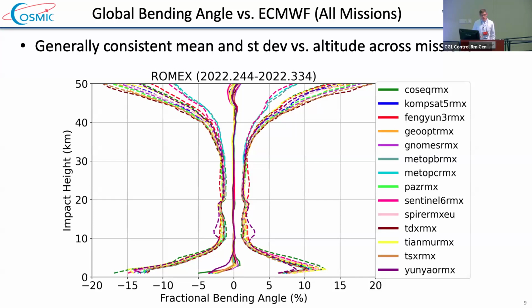And these are the bending angle statistics versus ECMWF, over the entire data set that we produced. It's really a remarkable result how similar all these missions are. There are differences certainly in the details, but overall they're quite consistent, which is I think quite amazing actually. These are very different satellites and different providers.